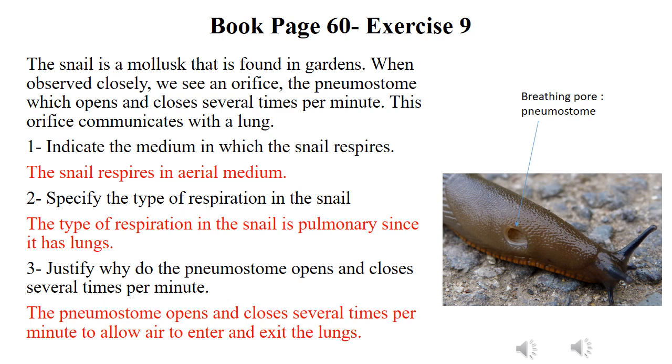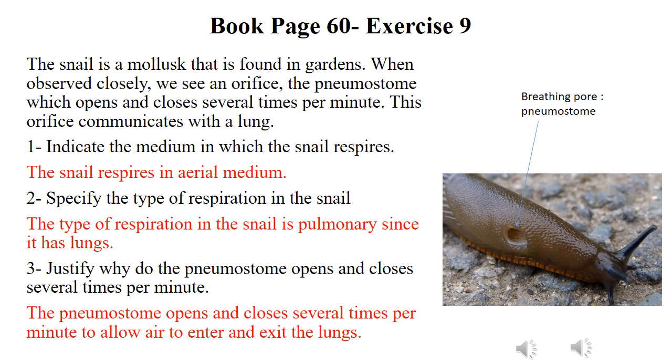Number 2, specify. Specify means to indicate and justify. The type of respiration in the snail. Since it depends on the aerial respiration, there are 3 possibilities: cutaneous, pulmonary, or tracheal. By referring to the text, what is the type of respiration? It is pulmonary, since the snail has lungs.